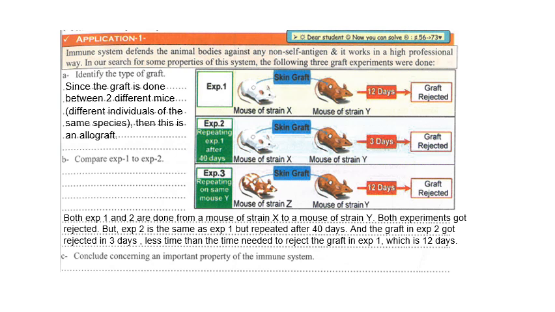Conclude concerning an important idea of the immune system. We conclude that the immune system has an immune memory.